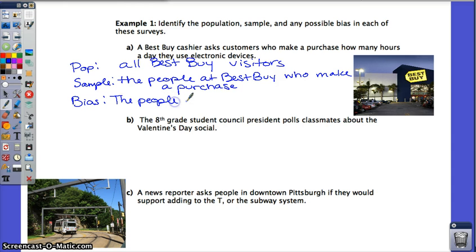The people asked purchase electronics and therefore probably spend more time on them.